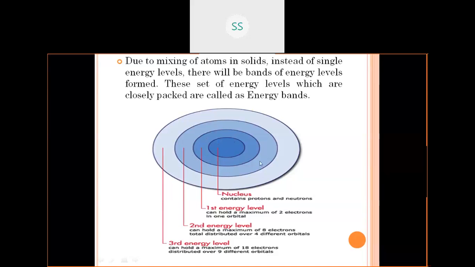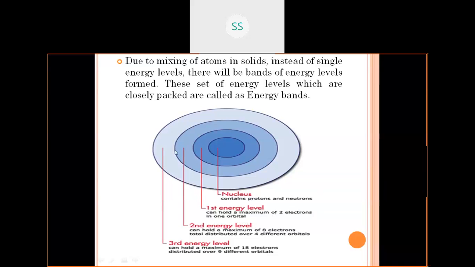And after that, what we have is the first energy level. This first energy level can have two electrons, because its capacity is 2n squared and n is equal to 1. Therefore, 2 into 1, 2 electrons.